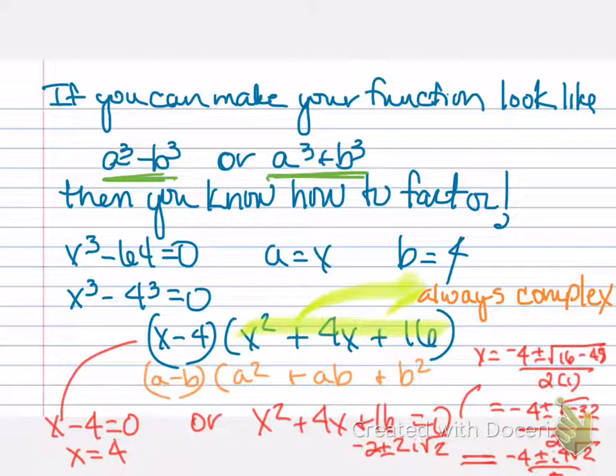If I have x cubed minus 64, I can rewrite that as x cubed minus 4 cubed, where a is equal to x and b is equal to 4. Then I can just simply put it into my pattern, x minus 4, x squared plus 4x plus 16, and I know that I can solve that using my zero property principle.